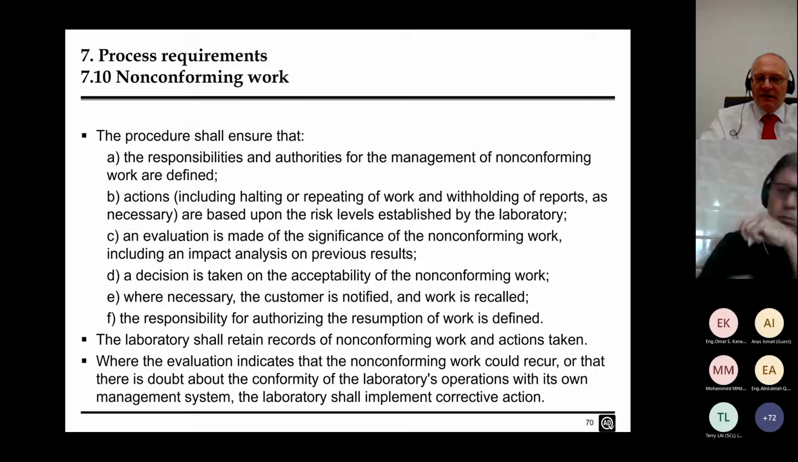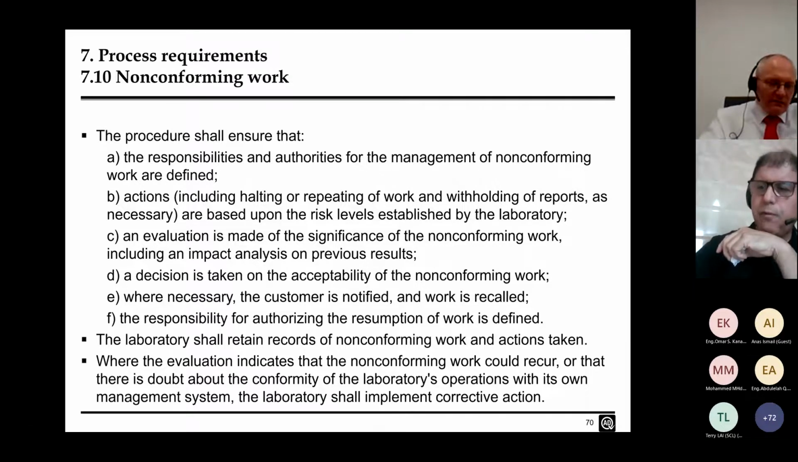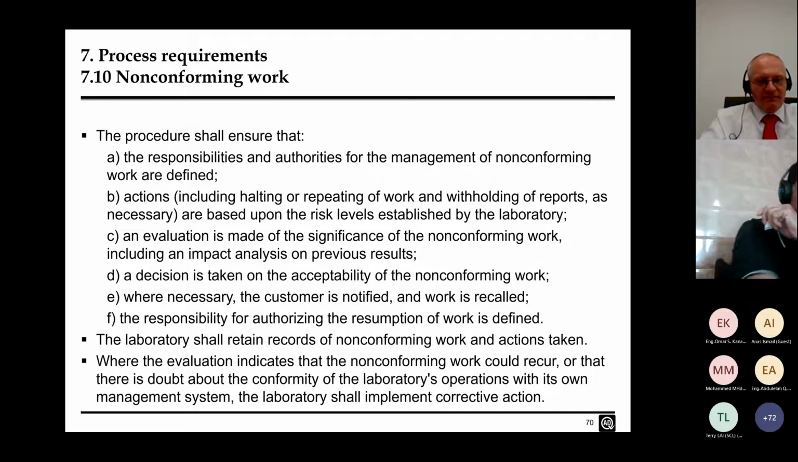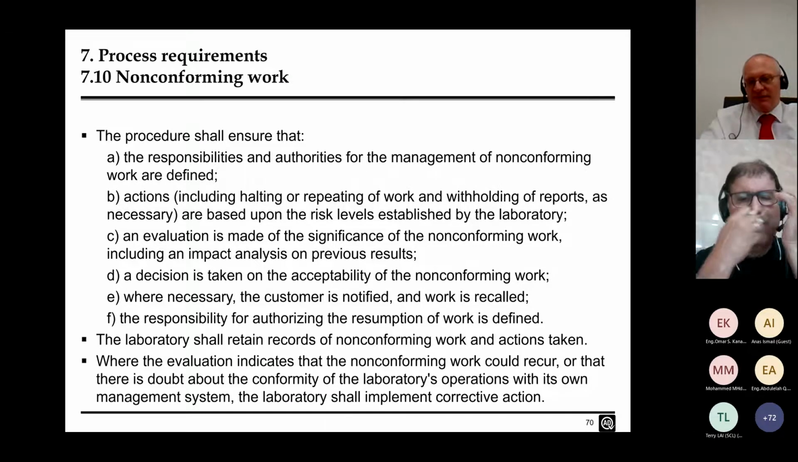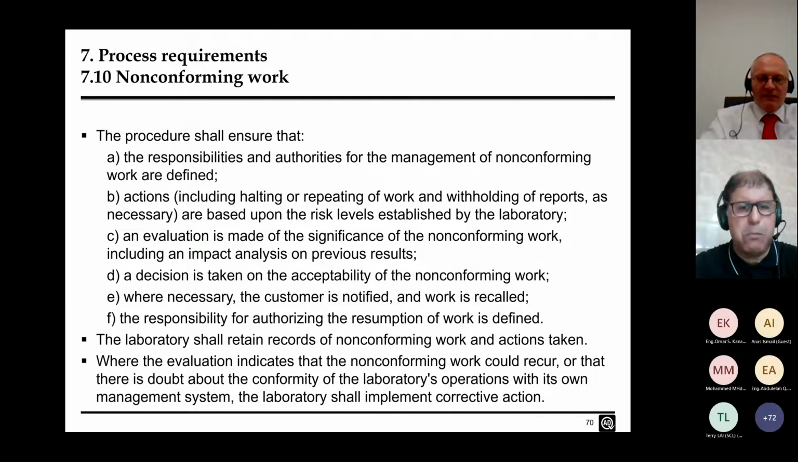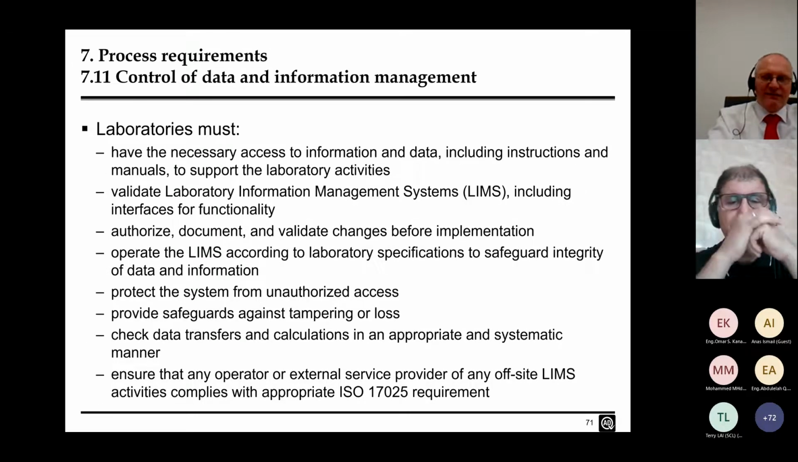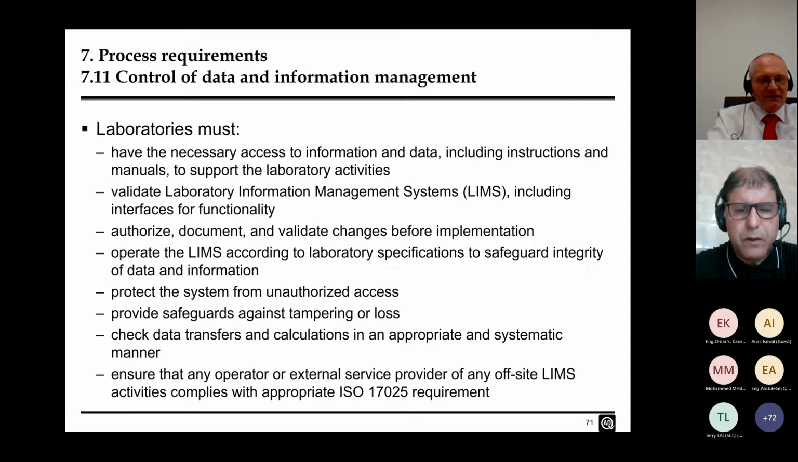If it might occur, or if there's doubt about whether we're following our system, our quality system, our procedures, we should implement the corrective action. It happens. Non-conforming work happens. Everybody makes mistakes, and everybody has at some point had to stop work or withdraw certificates or replace certificates because something has gone wrong. So the important thing is to deal with it when it happens, and obviously to minimize the risk of it happening.